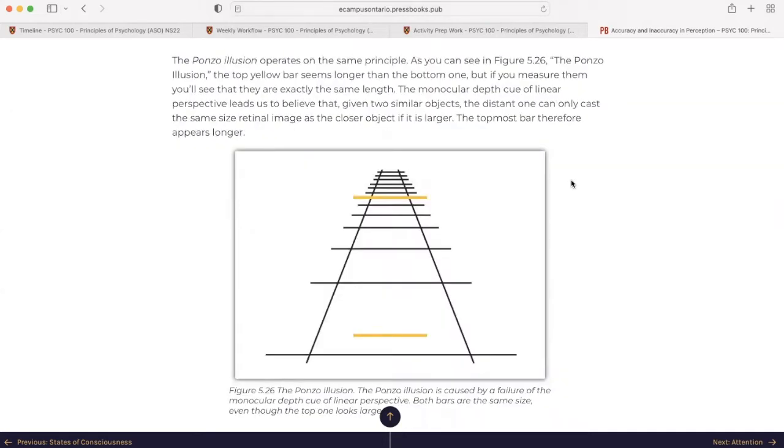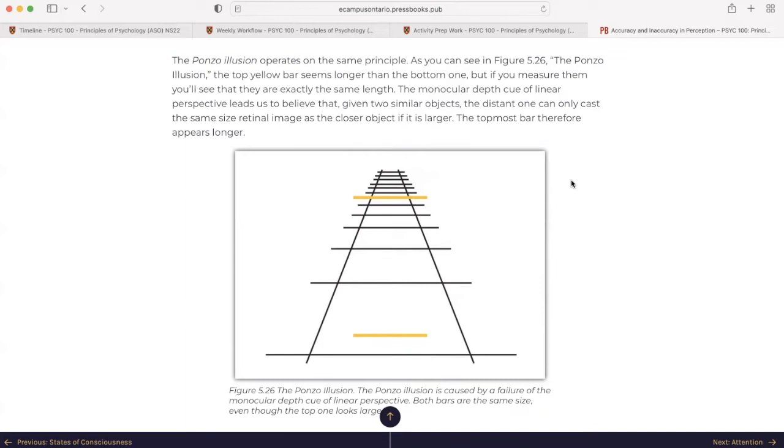Next is the Ponzo illusion, which operates on the same principle. As you can see, if you're watching this on YouTube, the top yellow bar seems longer than the bottom one. But if you measure them, you'll see they're exactly the same length. The monocular depth cue of linear perspective leads us to believe that given two similar objects, the distant one can only cast the same size retinal image as the closer object if it is larger. The topmost bar, therefore, appears longer.